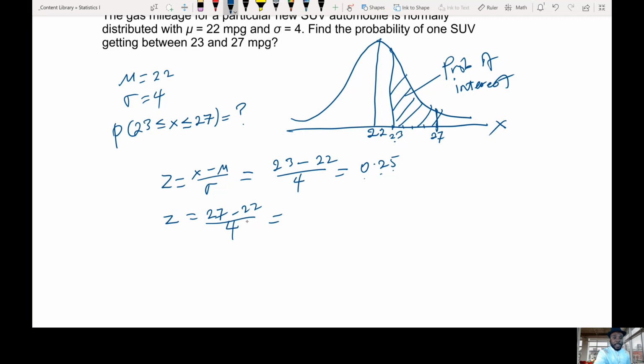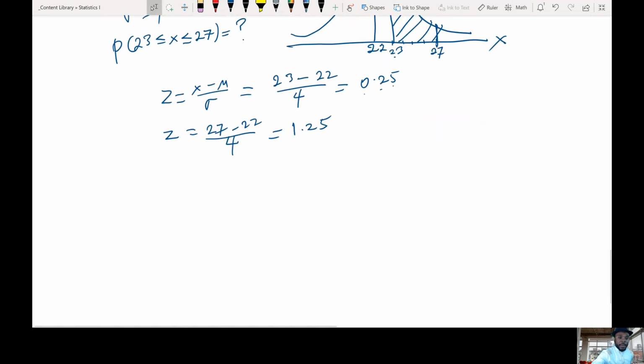That's what it means. And then this second one would be 27 minus 22, so that's 5. So that's 5 divided by 4, and that is 1.25. Okay, cool. So what we have done here is transformed these to our standard normal distribution.